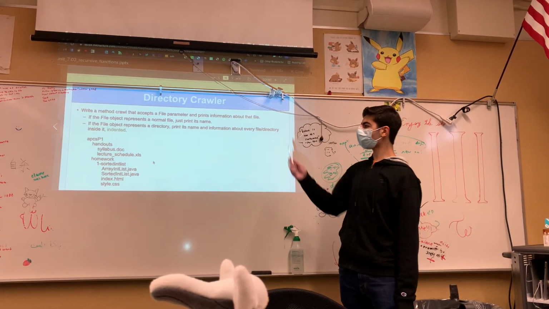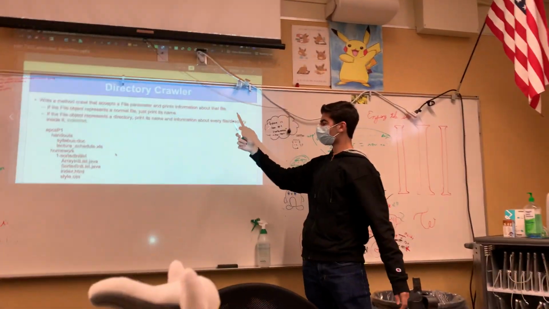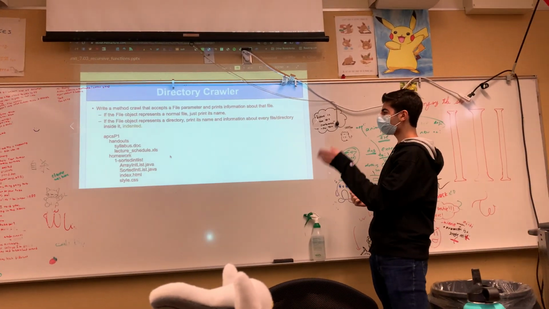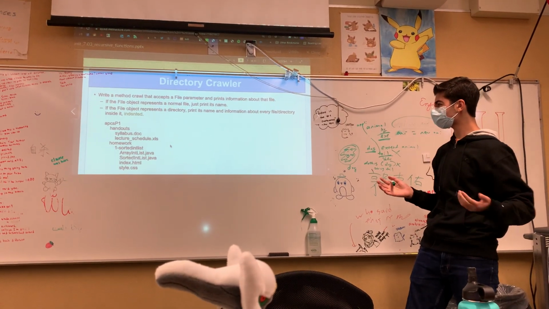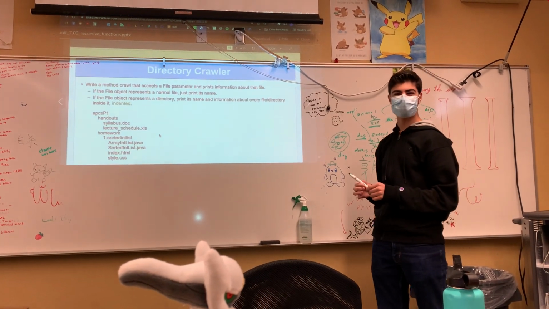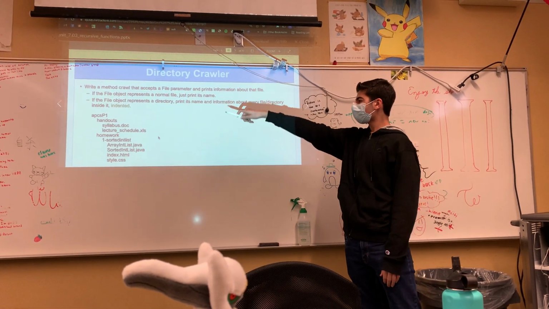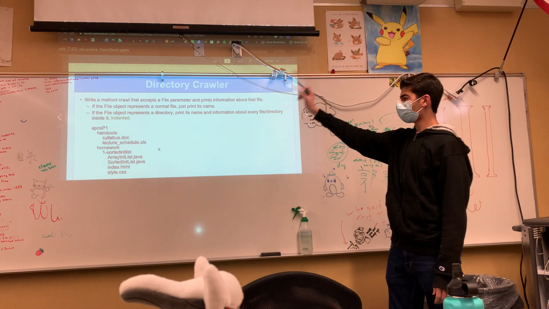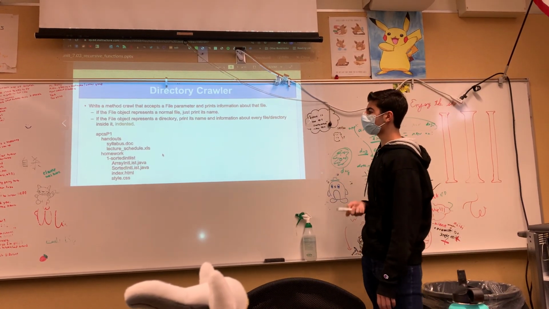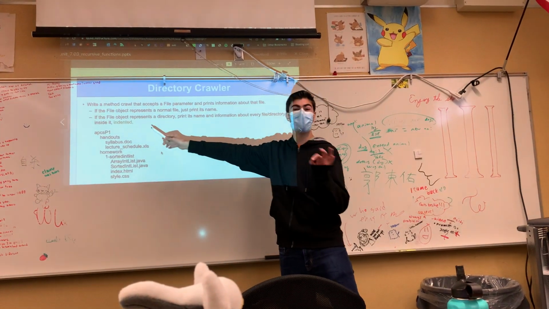So, write a method called crawl that accepts a file parameter and prints information about that file. If the file object represents a normal file, just, what's a normal file? Are there some not normal files? All right, just print its name. If the file object represents a directory, print its name and information about every file and directory inside it, indented. Do you see how I made that green? That was purposeful.